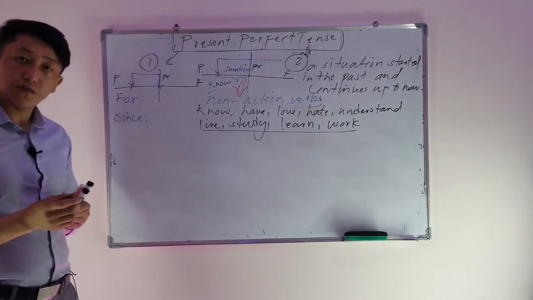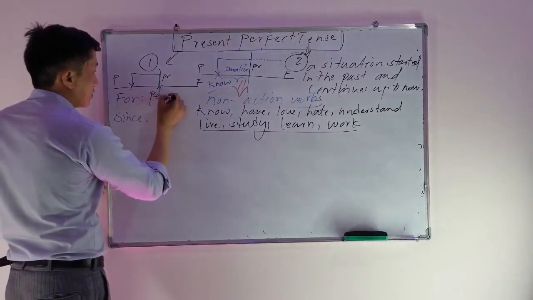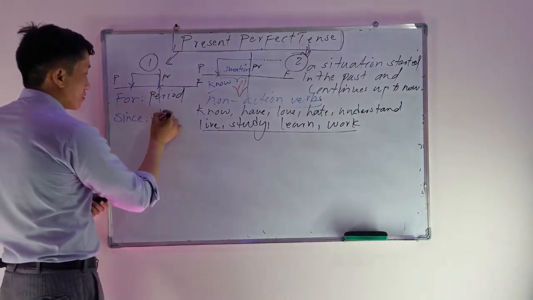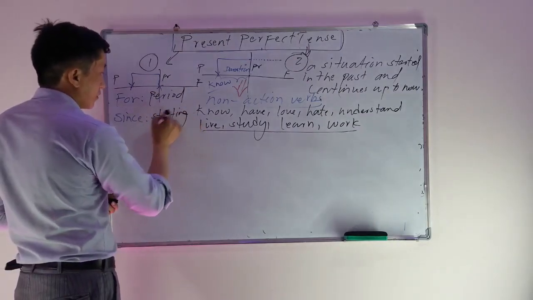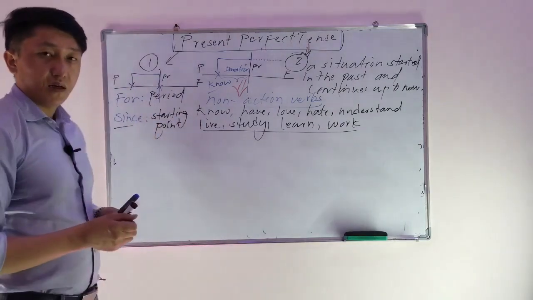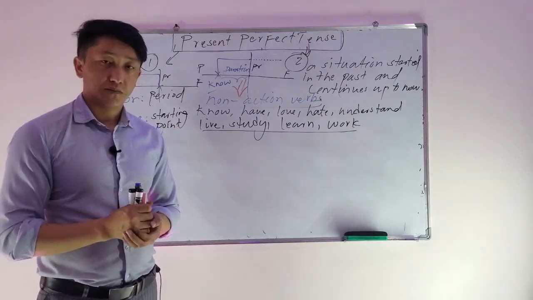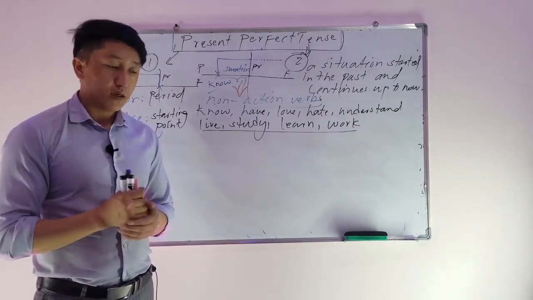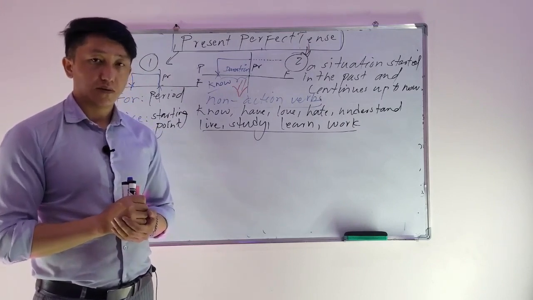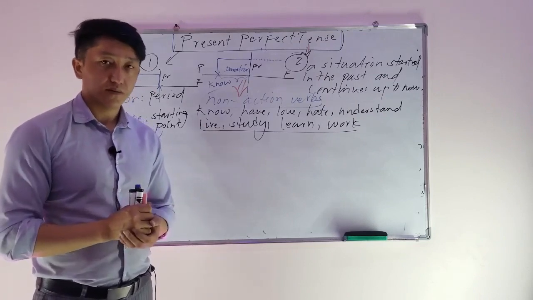So, when do we use for? For is used to talk about the period. If I want to talk about the period, I have to use for. But if I want to talk about the starting point of an action, I have to use since. For is used for the duration. For example, we have for 2 months. We don't use since 2 months. 2 years, 3 hours, 5 months, 6 years.